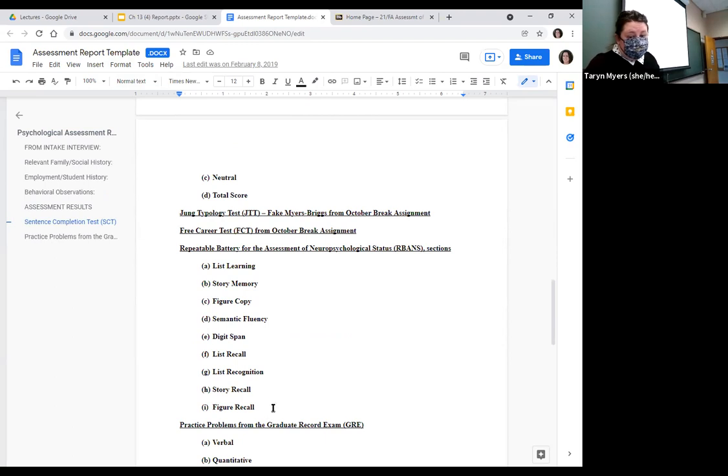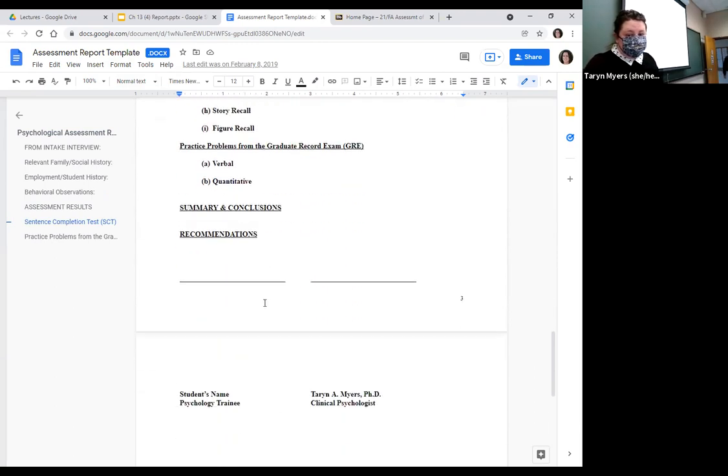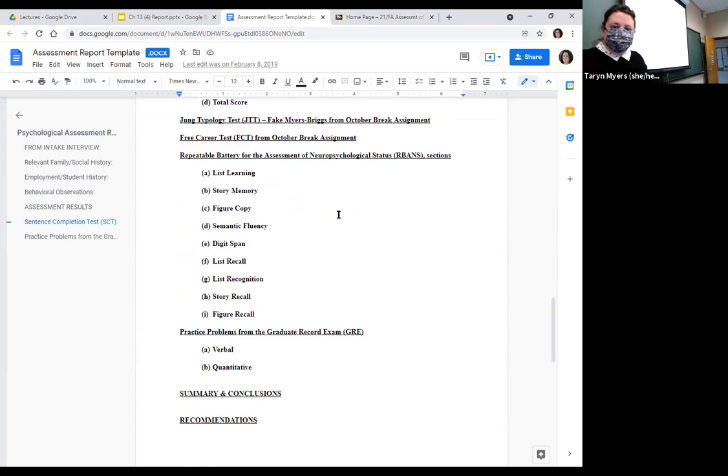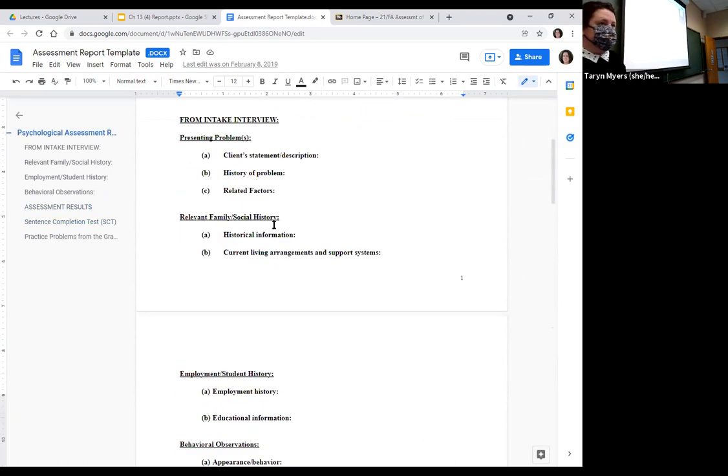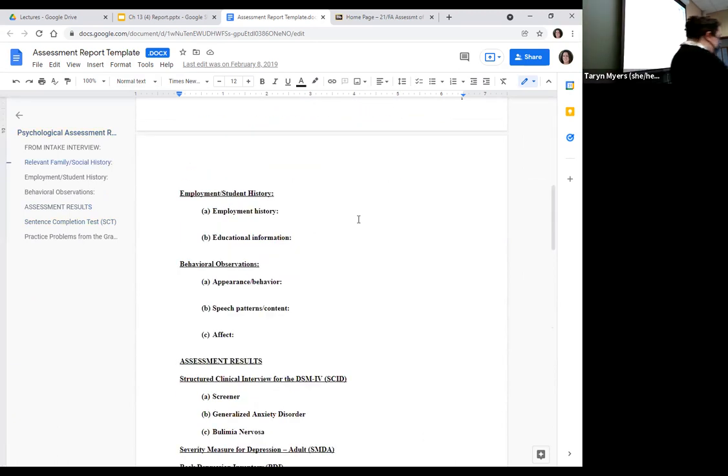You'll write about the R bands. You'll write about the GRE. You'll give some summaries and conclusions and some recommendations. So basically for each thing, you're just going to write the results that your partner had from talking through everything with them and doing the test together.